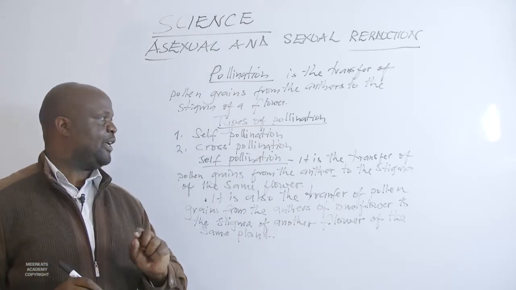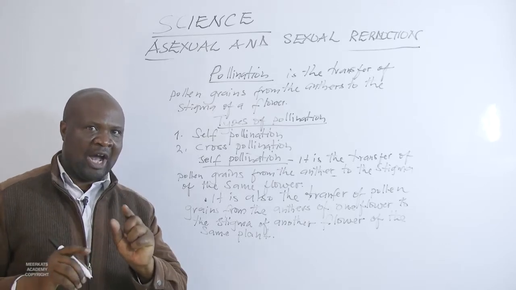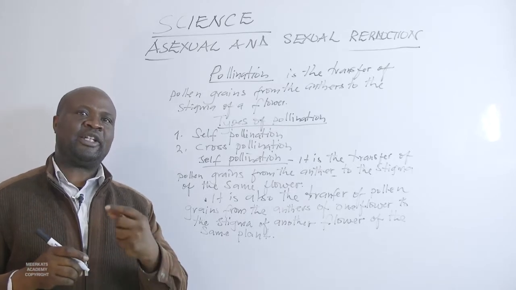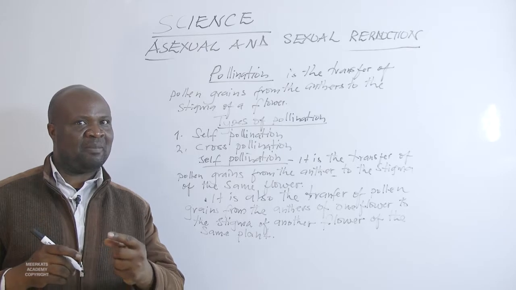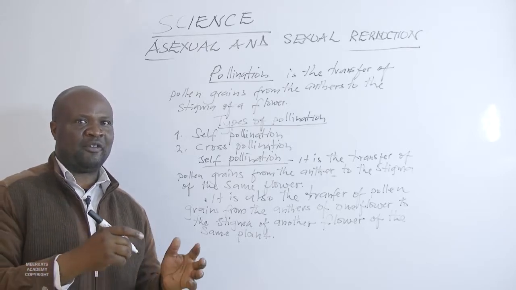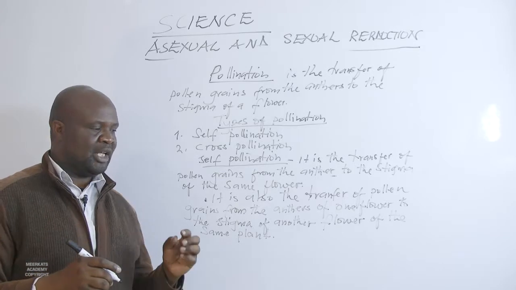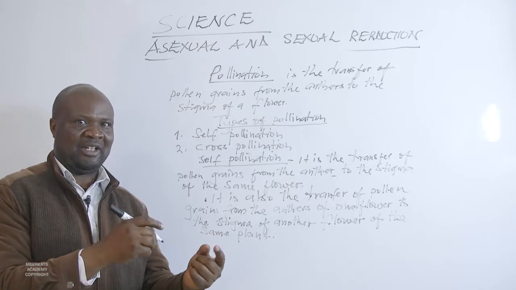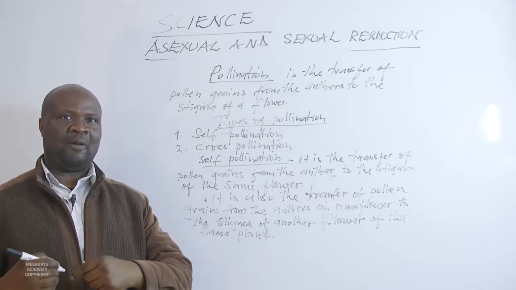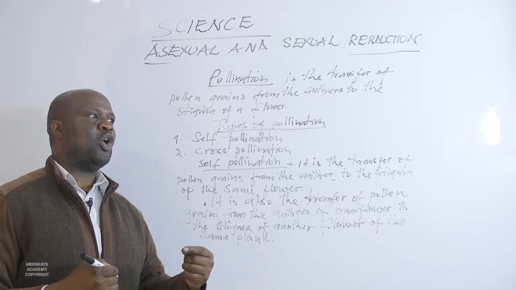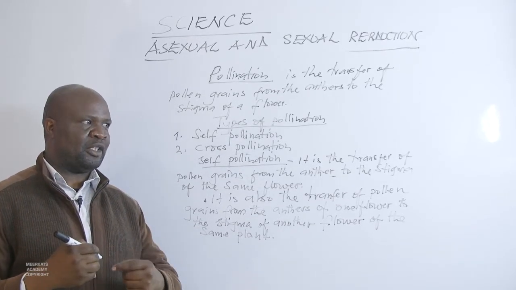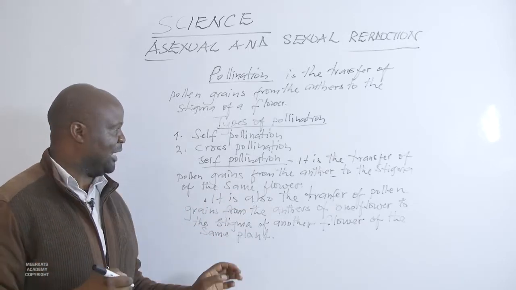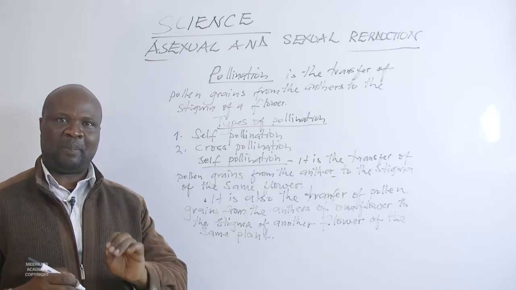So we are saying self-pollination can occur within the same flower itself. Also, it can occur within the same plant, but of different flowers. If the pollen from one flower is transferred to the stigma of another flower of the same plant, then we call that self-pollination.